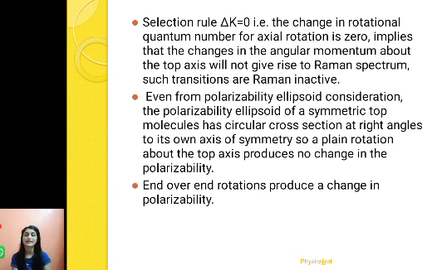And when we try to explain it classically, we are trying to explain it with the help of polarizability. Even if we try to understand it from the polarizability ellipsoid consideration, the polarizability ellipsoid of a symmetric top molecule has a circular cross section at right angles to its own axis of symmetry, and so a plane rotation about the top axis produces no change in the polarizability. And we know that to get Raman spectra, there should be a change in polarizability. As here there is no change in the polarizability, there will not be any Raman spectra, and that is how we say that the Raman spectra is inactive.